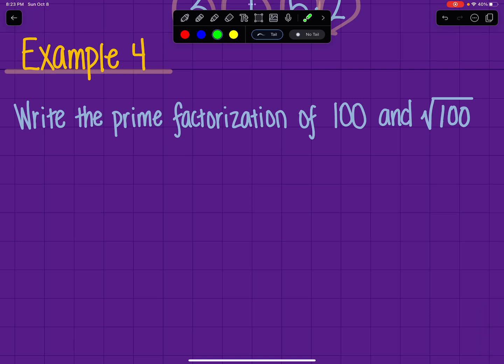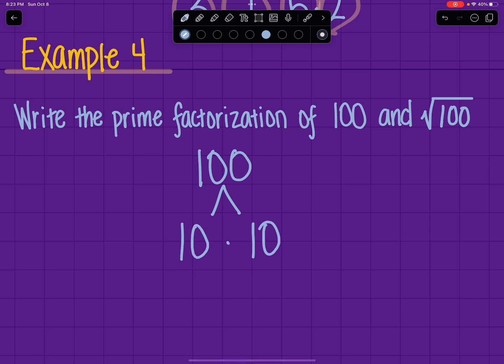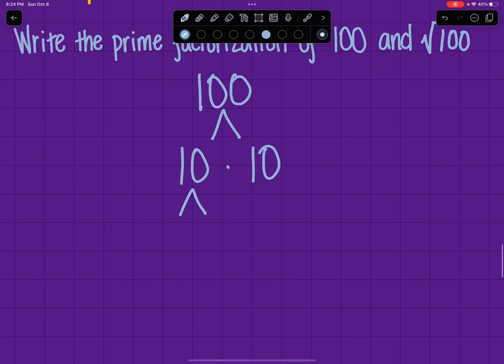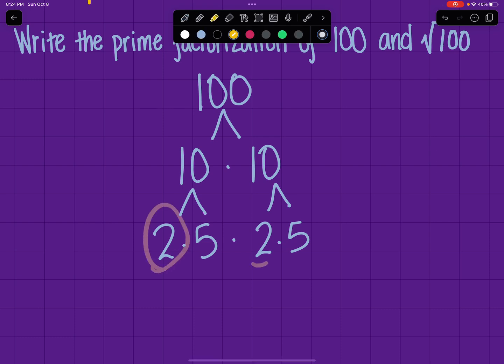Example 4 says write the prime factorization of 100 and then the square root of 100. All right, let's start with 100. What could be a multiplication fact that gets you there? What about 10 times 10? Okay, great. This is going to be 2 times 5, and this is going to be 2 times 5. So 2 times 2 times 5 times 5 is 100. That was so easy, right?